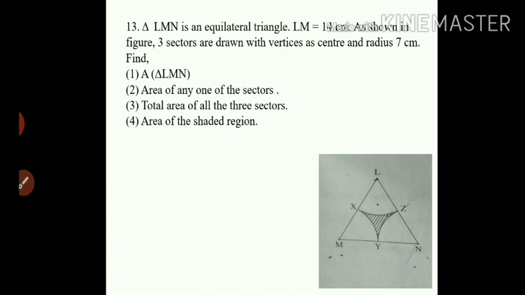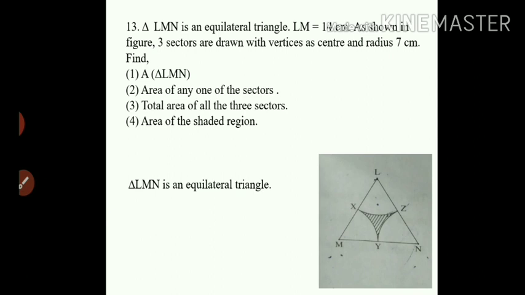Second, the area of any one sector. You consider any one sector, for example, I can consider LXZ. Third, the total area of all three sectors. And fourth, the area of the shaded region. You can see the shaded part, that also you have to find out. So first what we'll do, we'll write the given part.